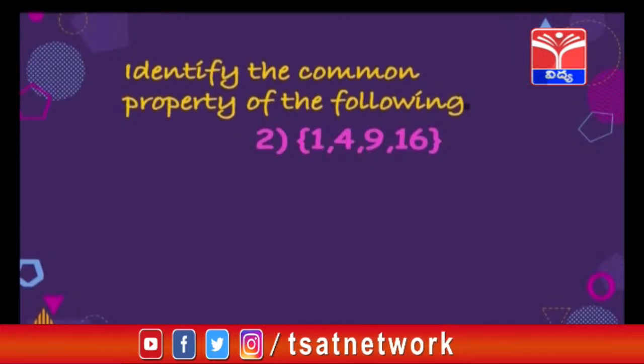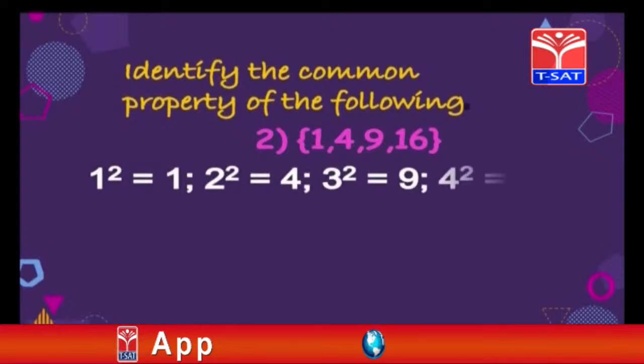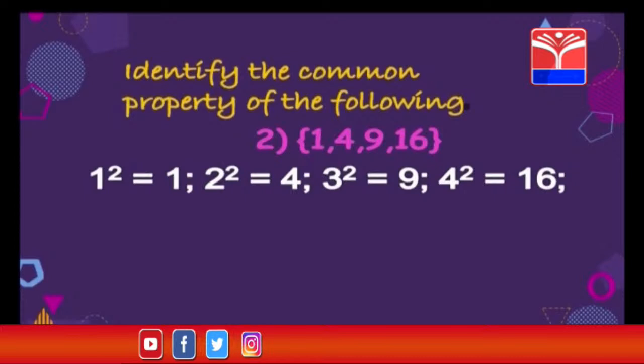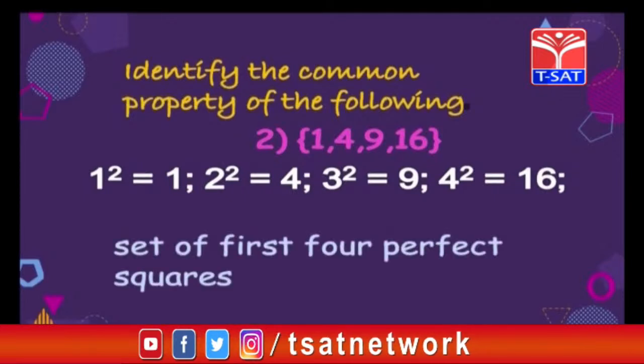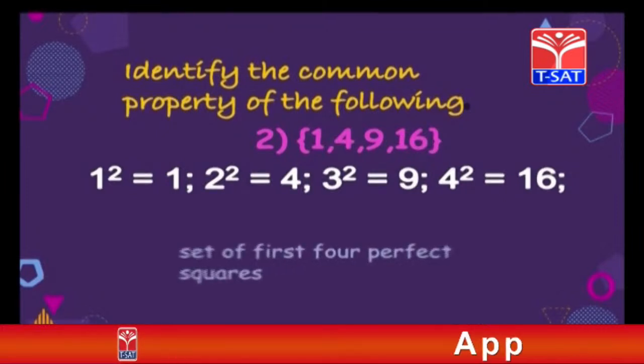If you look at the elements carefully, we observe that they are 1 square, which is equal to 1, 2 square, which is equal to 4, 3 square, which is equal to 9, 4 square, which is equal to 16. So, I can say this is a set of first 4 perfect squares.